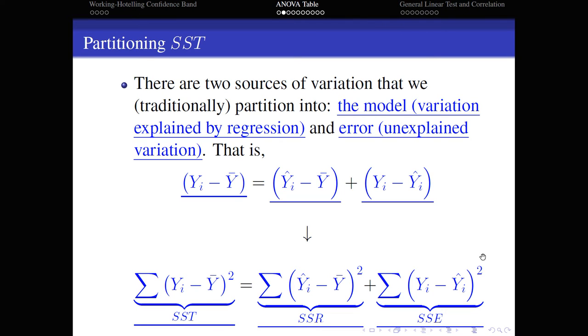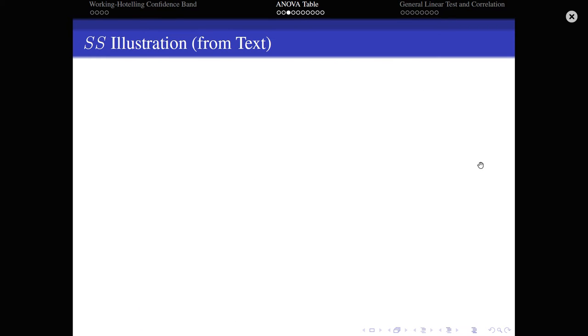But this is a very, very, very handy result. What this means is that the total variation, the sums of squares total, can be broken down completely into sums of squares coming from the regression and sums of squares coming from the error, and that there's no bits left over. This is a hugely, hugely important concept in regression and in statistics in general, sometimes called the fundamental ANOVA rule.